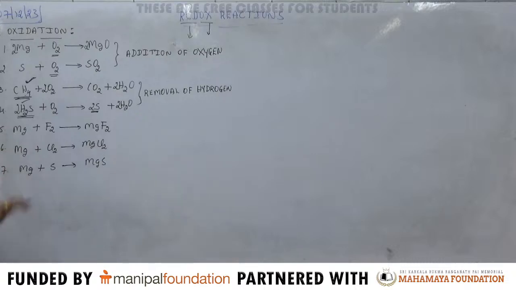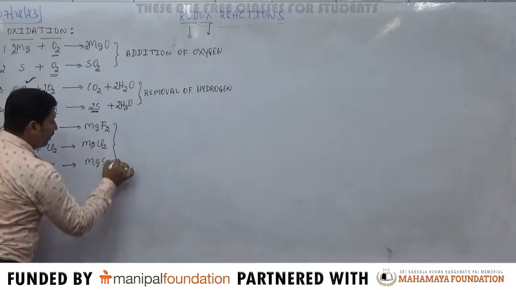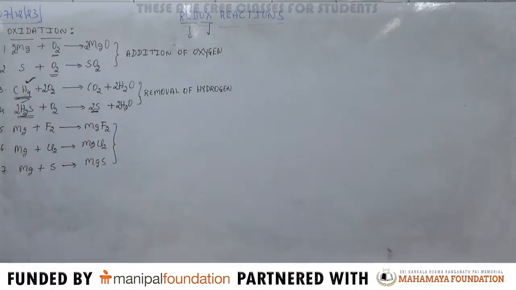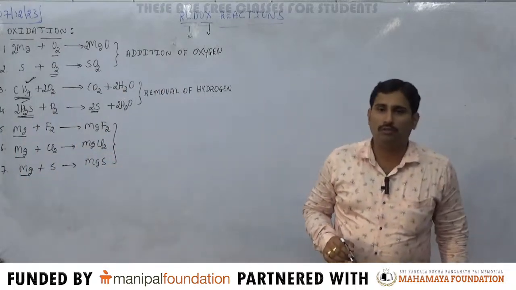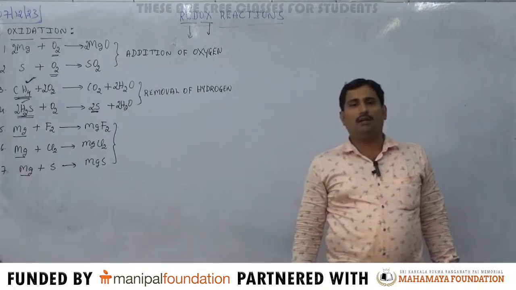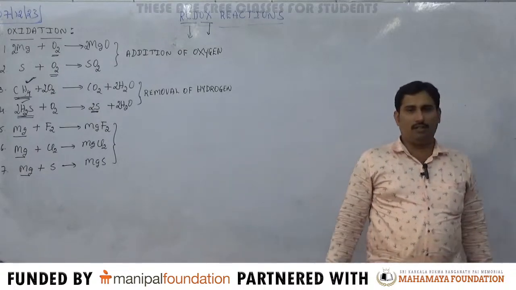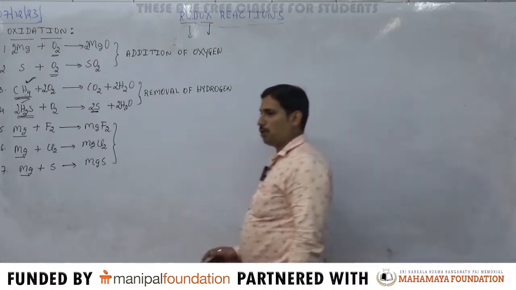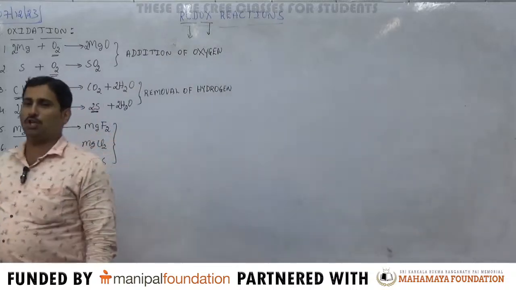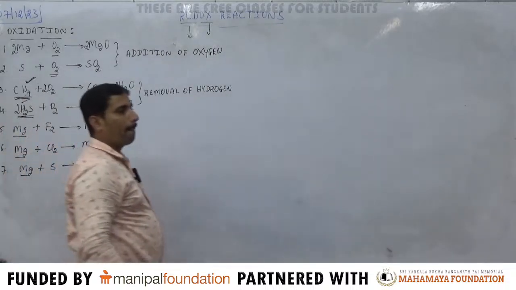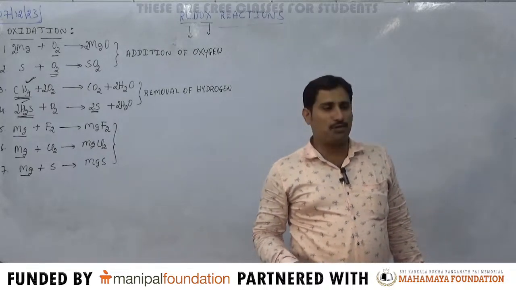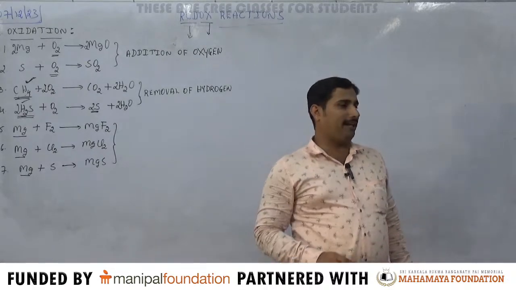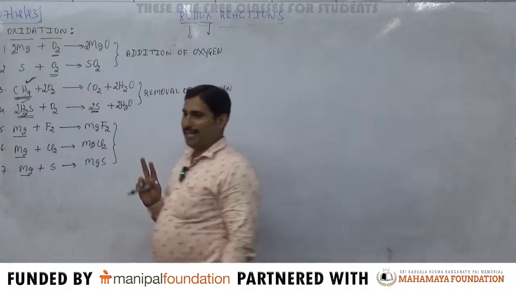Equation is balanced. Now, if you look at this set of reactions, magnesium is an electronegative element. Am I right? Yes or no? Magnesium is a metal. You have studied classification of elements and periodicity of properties. Magnesium belongs to first group. Am I right? Magnesium belongs to second group. Don't say yes to everything I say. Magnesium belongs to second group.